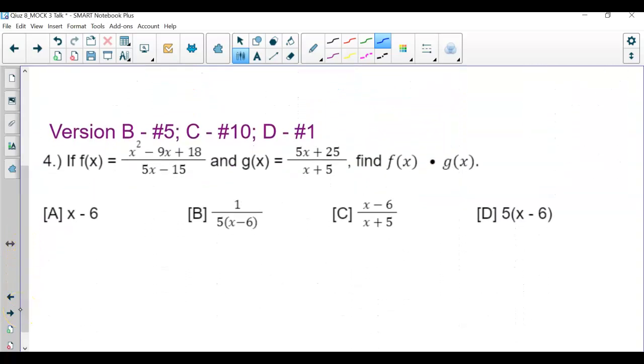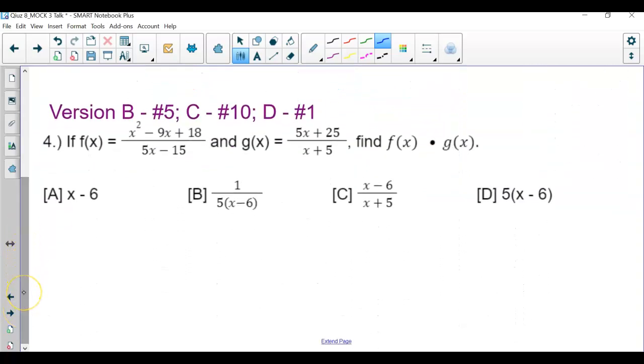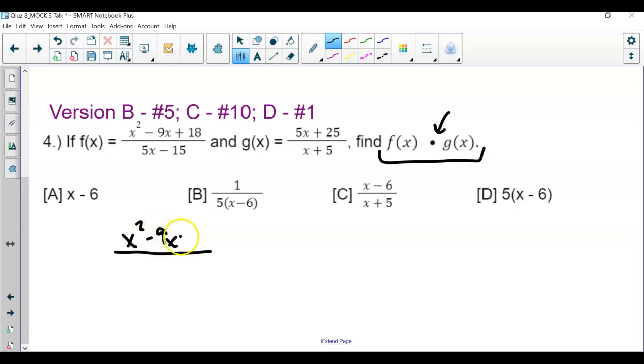Question number 4, so look for this one on your version. Notice how from the function notation, we are multiplying these two functions. So no need for keep, change, flip, right? Because this is just straightforward multiplication. So I'm going to go ahead and set up this problem with my f of x and just multiplying. No need to flip it because we're multiplying.